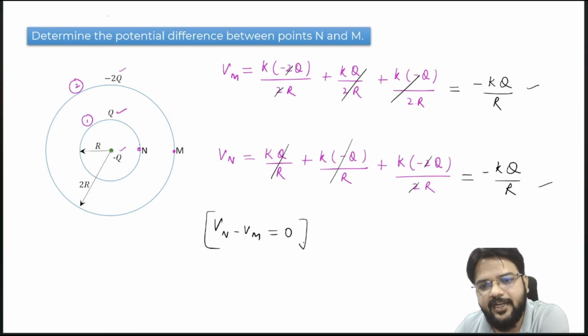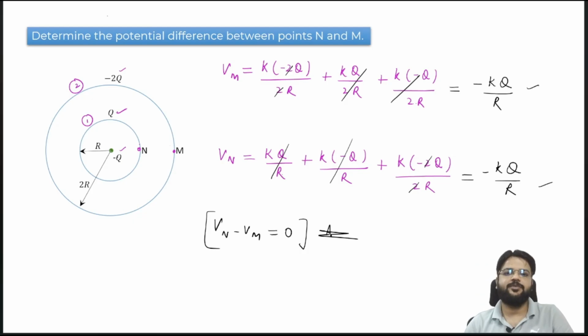So finally we are getting the answer 0. So the potential difference between the points is how much? It is 0. Note down.